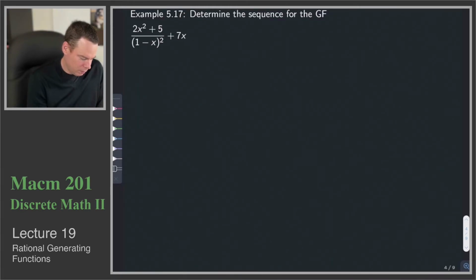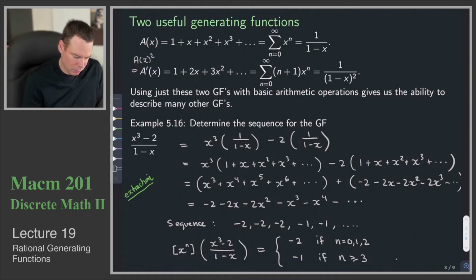Determine the sequence for this rational generating function. Again, this is a question of coefficient extraction. We have a generating function. We want to figure out what the coefficients are for each of the x to the n's. Again, we notice that this denominator, 1 minus x all squared, that's something we can deal with. If I go back to the previous slide, we know the coefficients of that expression, 1 over 1 minus x all squared. They are the consecutive integers. So we try to use that here.